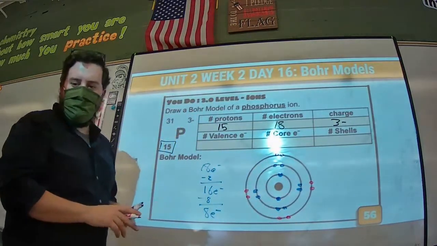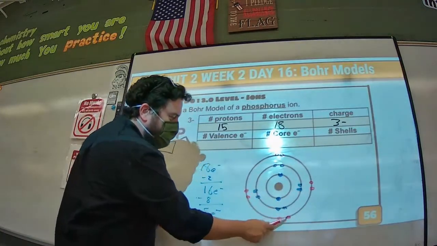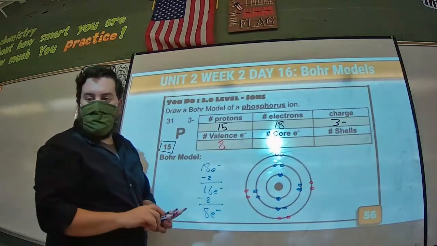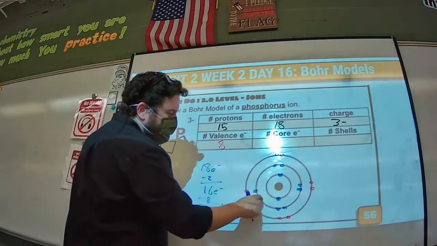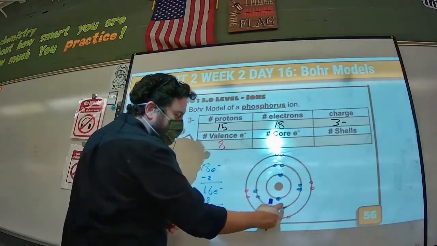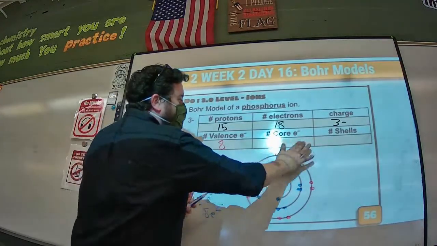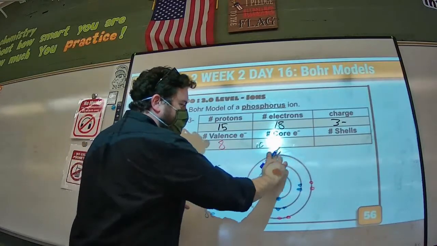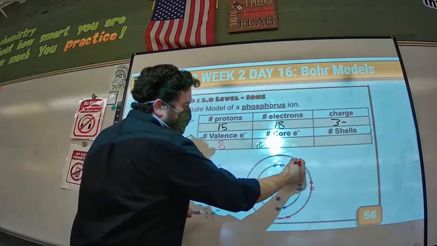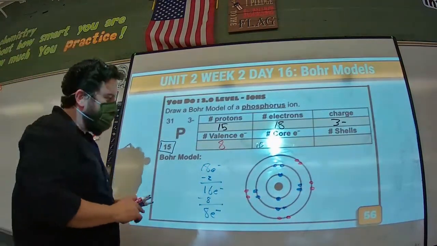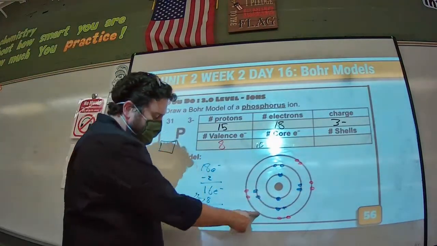Valence electrons are the outermost shell. We have 1, 2, 3, 4, 5, 6, 7, 8. Core electrons are between the outermost shell, that valence shell, and the nucleus. There's 1, 2, 3, 4, 5, 6, 7, 8, 9, 10. The number of shells we used to create this model was 1, 2, 3 shells.